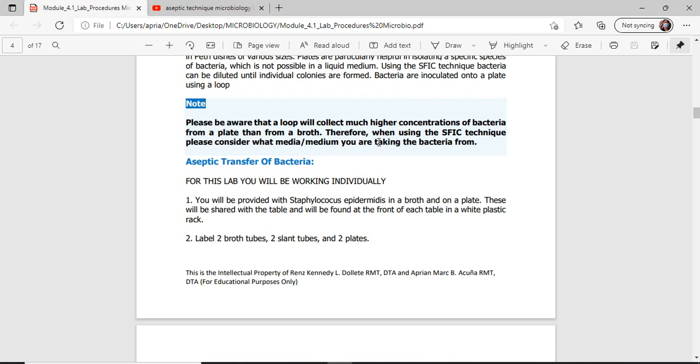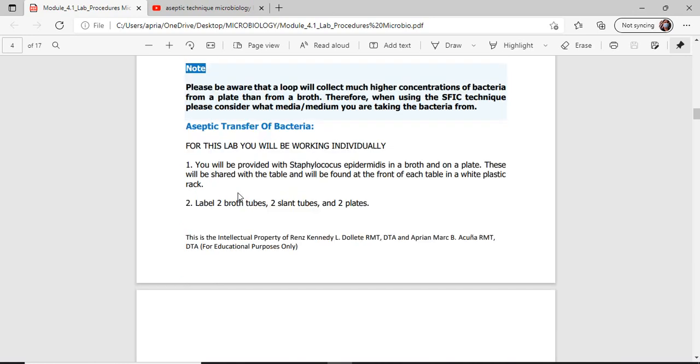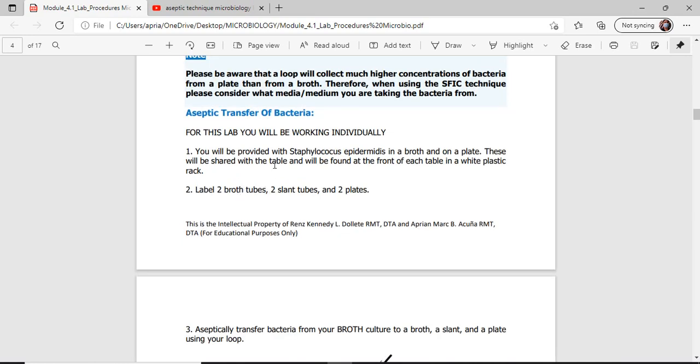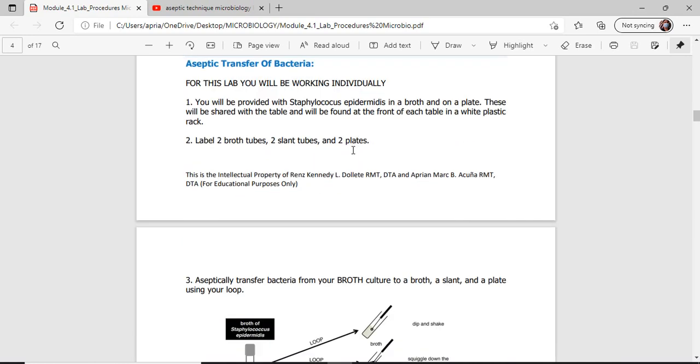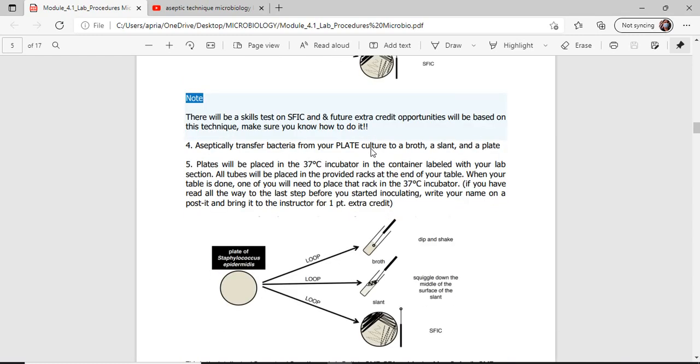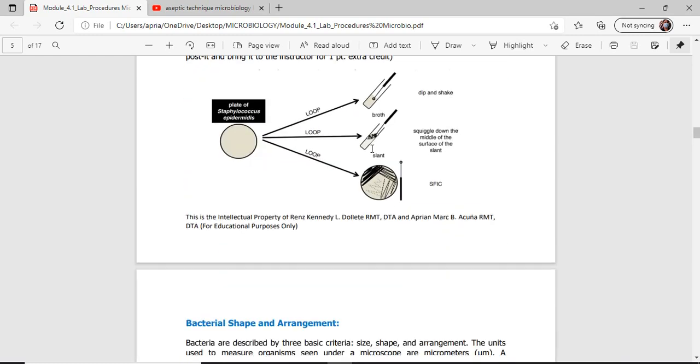Okay, then while using a streaking technique, please consider that the medium you are using matches what you are taking the bacteria from. Then your aseptic transfer of bacteria, this is now working individually. Okay, nakita na nagina sa video. Okay, ang explanation, din-explain naman to.